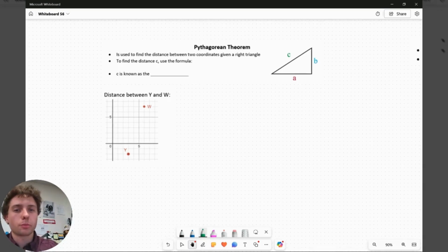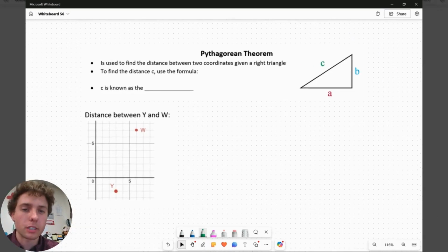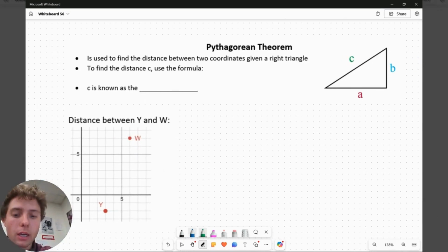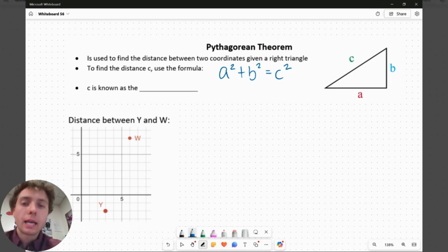Looking at this first problem, let's just break down and remind ourselves what Pythagorean theorem is. This is a formula you should definitely have memorized for the ACT. You might also consider memorizing some of the Pythagorean triplets like 3, 4, 5. Those are just side measurements that are guaranteed to work with Pythagorean theorem. If you want to look those up, they're called Pythagorean triplets.